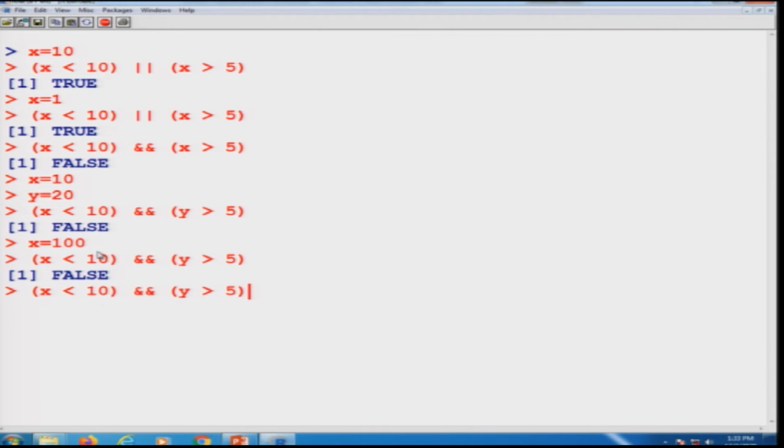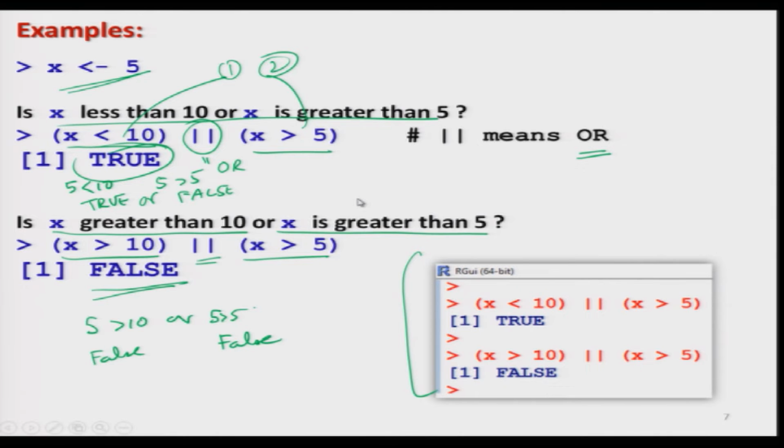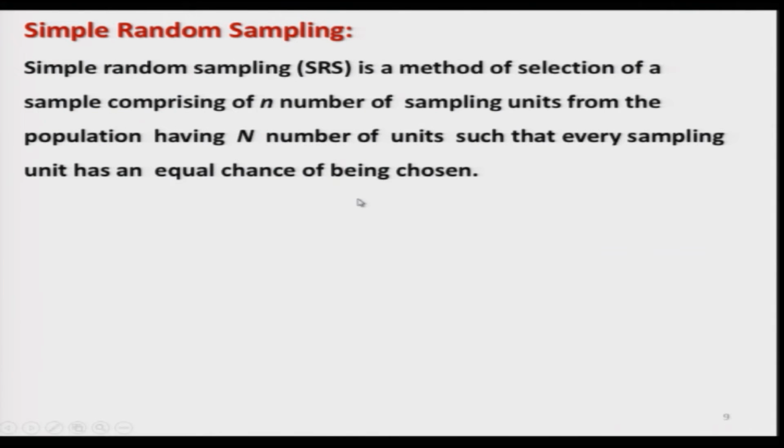But in case I choose the double equality sign, that means I want to check whether x is exactly equal to 10 and y is exactly equal to 5, the answer is coming out to be false. Why? Because the value of x here is 100 and the value of y here is 20. So, none of them is equal to 10 or 5 respectively. So, you can see that these logical operators are really going to help you in your data science when you are trying to make different types of comparisons.